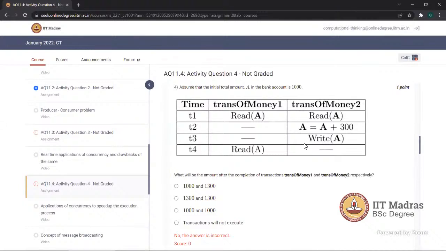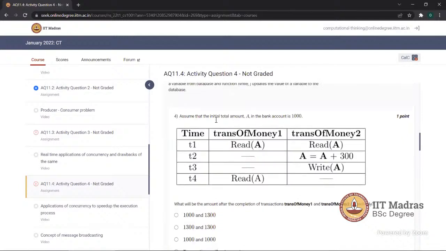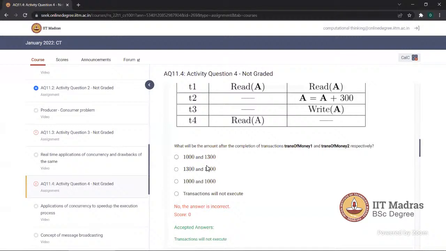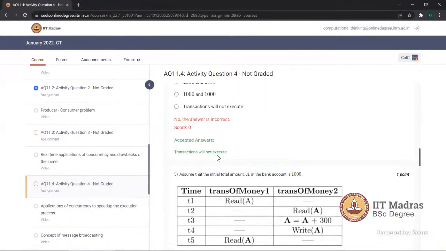Sridhar? Yes, sir. I got it. Okay. So I have one more question, sir. No, hold on. The explanation is not over. This is an incorrect answer. Transactions will not execute. That's the correct answer.